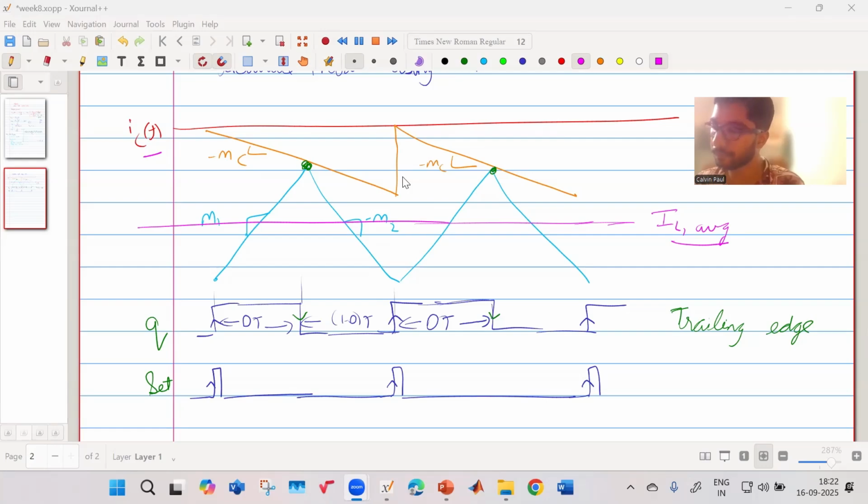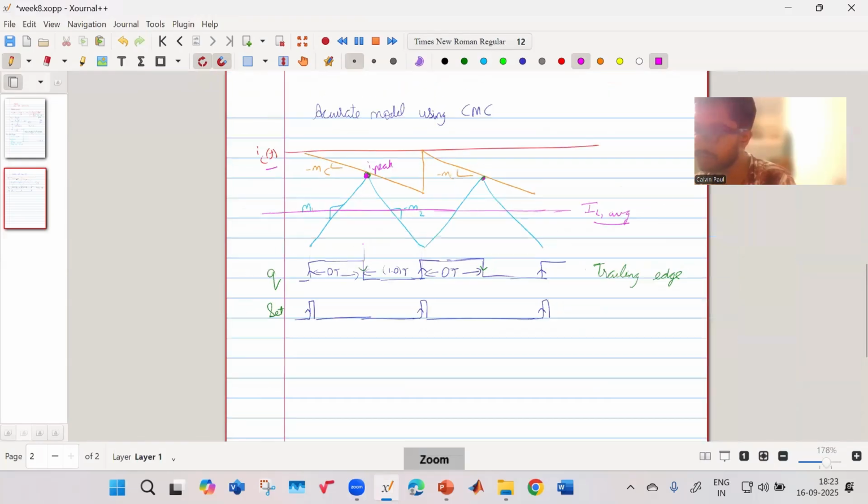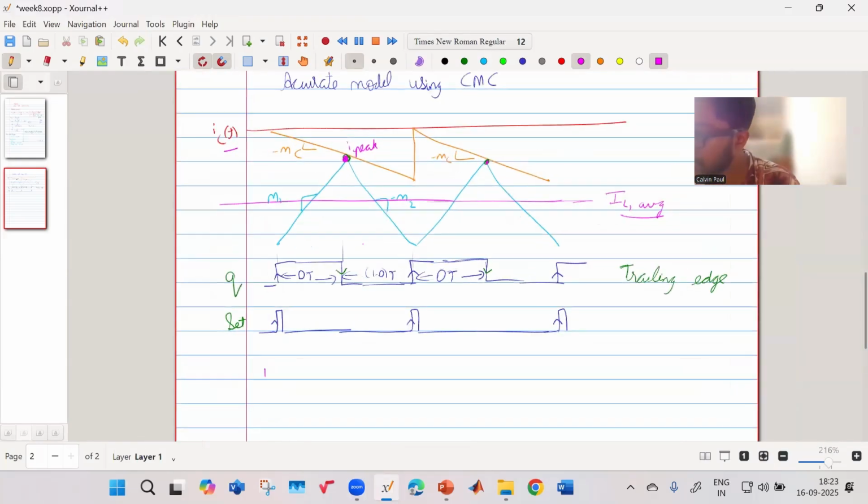IL equal to IC minus MC into D. Okay. So let us say this is your peak point. This is your I peak, right? So your I peak is actually equal to your IC minus MC into DT, right? Because here it was IC, then you're subtracting, the slope is minus MC, and the time is DT. So your I peak is equal to IC minus MC DT.